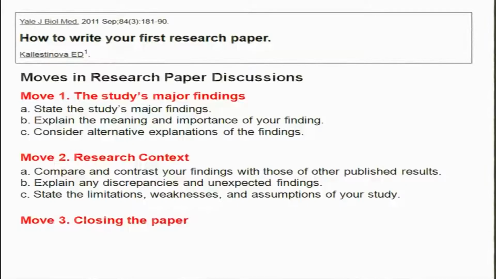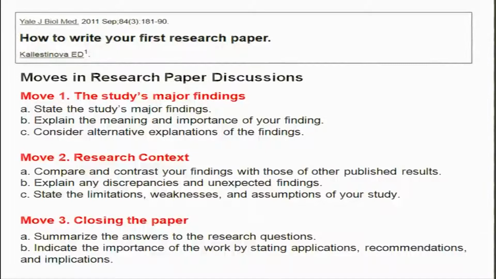You acknowledge that these are weaknesses. That's fine, perfectly fine. You cannot answer every question, right? But you should know that this has to be mentioned. And finally, the discussion section should be closed by summarizing the answers to the research question. There has to be a take-home message. You give a summary, indicate the importance of the work by stating applications, recommendations, and implications.